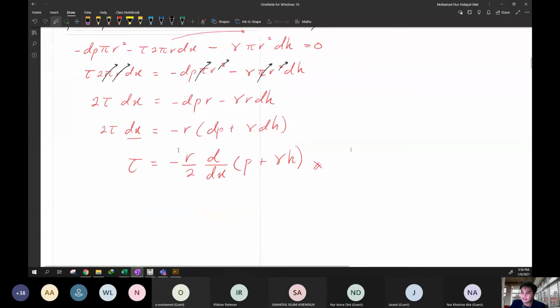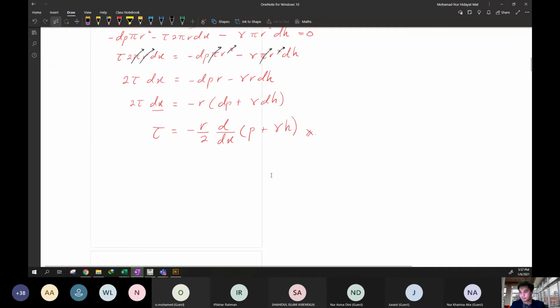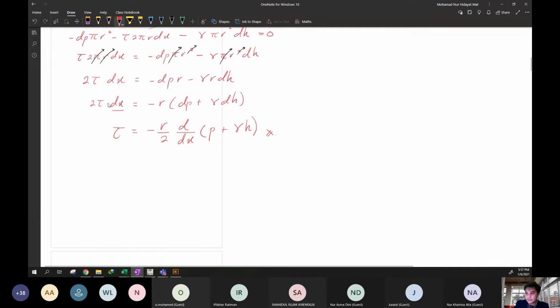Okay, that is why we can factorize the d. So simply tau equal to negative r over 2 d over dx p plus gamma h. Okay, so this is what we learned previously. And another equation, we know that the tau basically is negative mu du over dr. This is from the equation in the earlier section. This is the definition of tau.